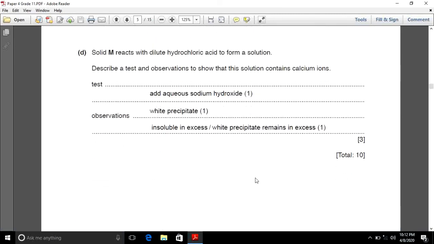Part D. Solid M reacts with dilute hydrochloric acid to form a solution. Describe a test and observations to show that this solution contains calcium ions. The test should be: add aqueous sodium hydroxide to the test tube. It will produce a white precipitate, and in excess sodium hydroxide the white precipitate remains. It is insoluble in excess.